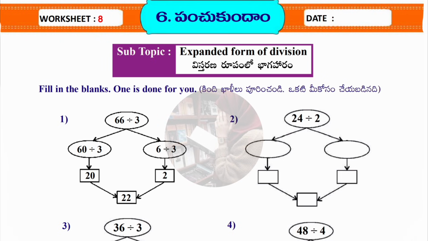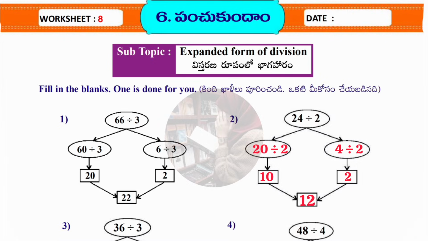Okay, let's see the second one, which is 24 divided by 2 is given. First we'll separate this as 20 divided by 2 plus 4 divided by 2. Okay, so 20 divided by 2 is 10. 4 divided by 2 is 2. Then we'll add 10 plus 2, which is 12. So if you do the exact sum for 24 divided by 2, you will get 12 as the answer. So in this way you have to do this.